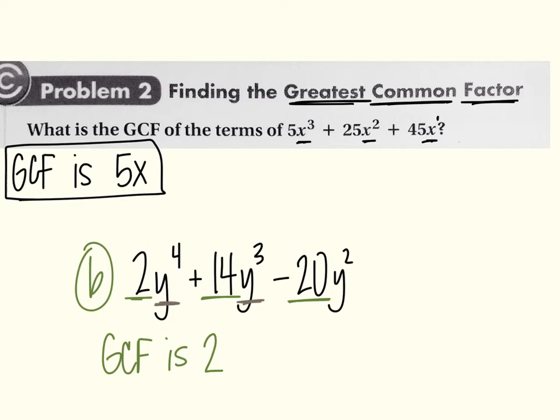Now let's look at our variables. I've got y, y, and y. So since y is in every term, y is going to be part of my GCF. And then my exponents are 4, 3, and 2. So the lowest one of those is 2. So it's going to be 2y squared. And that's the GCF of that polynomial. The highest number, the biggest number that will go into all 3, the lowest variable with the exponent. The variable with the lowest exponent that is in all 3.